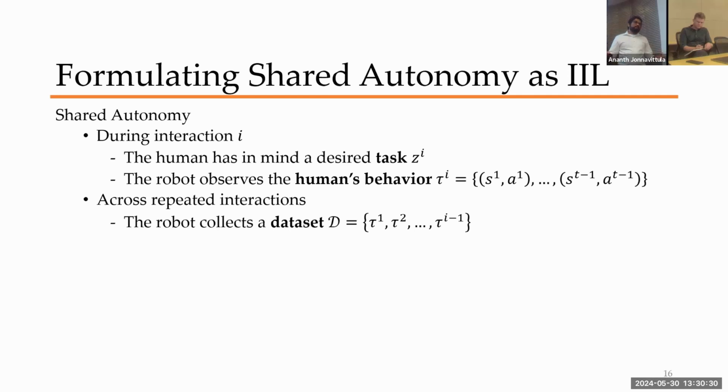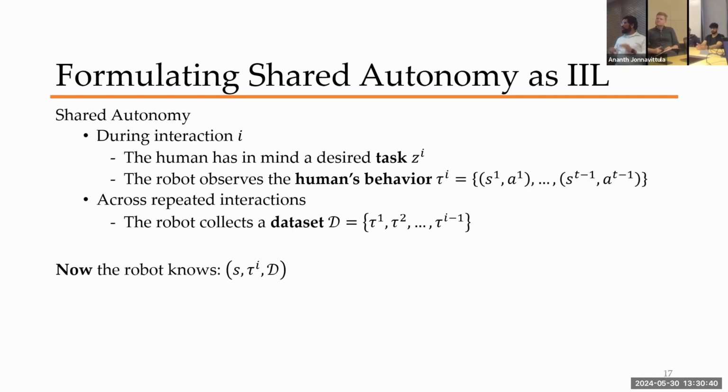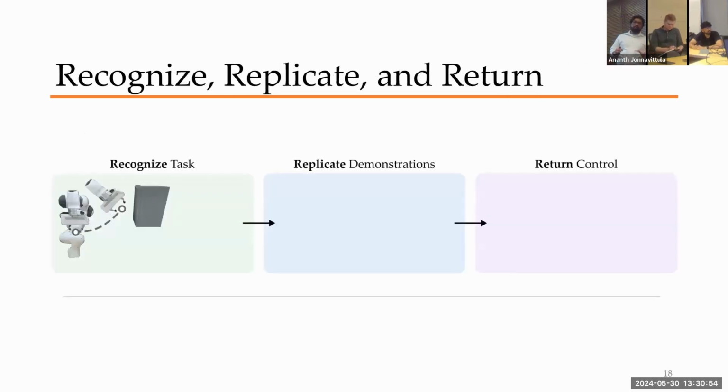For countless such interactions, the robot can make a data set of these trajectories, which effectively cover some for opening a door, maybe some to make coffee, whatever it may be. It just collects this data. So now at any given time, the robot knows three things: what state it is in, what trajectory the human took so far, and it also has a data set of past trajectories that it can look up into.